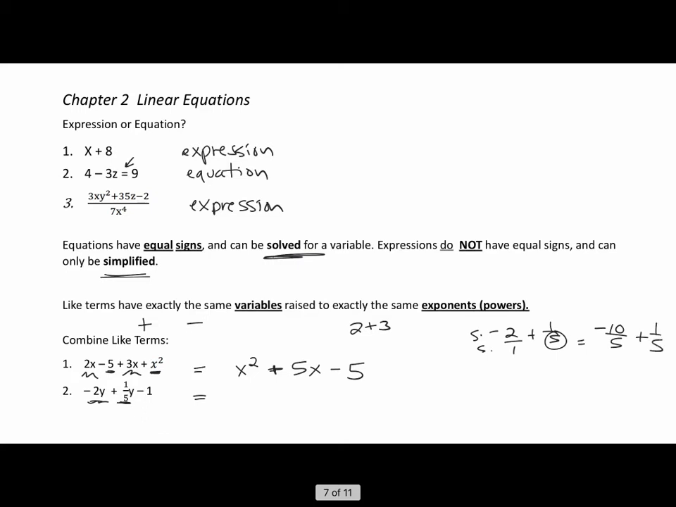So when I add those together, they're going to be fifths. -10 plus 1 is -9/5 y's altogether. And then the -1 doesn't have any like terms to combine with. So it stays the same.